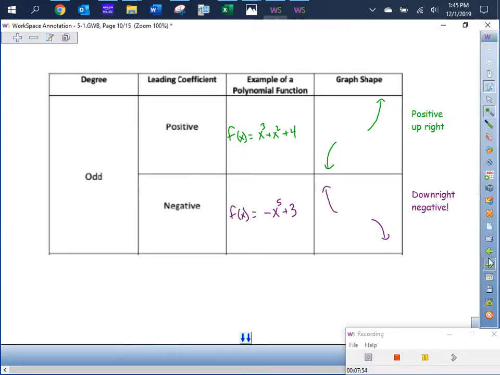And that brings us to the last one. If you've got an odd degree and a negative leading coefficient, then that's downright negative. So the ends are going different ways, and it's downright negative. Like if someone's an evil person, you're just like, oh, that person is just a downright negative dude. So it's down as you go to the right, negative. So just some phrases that I kind of remember.